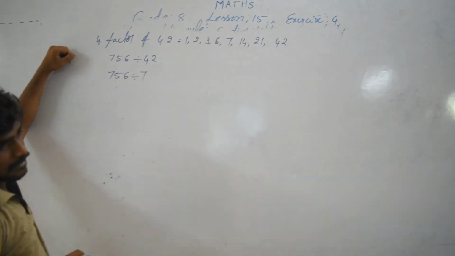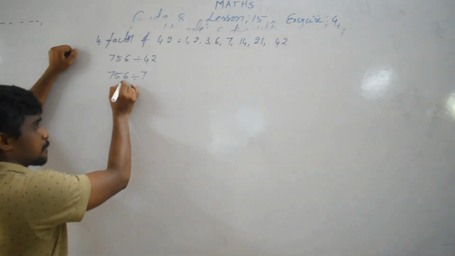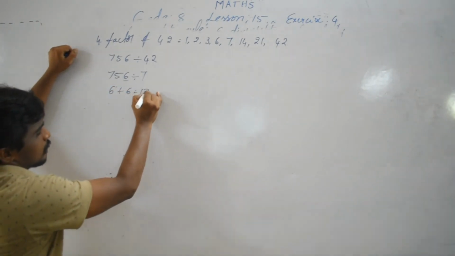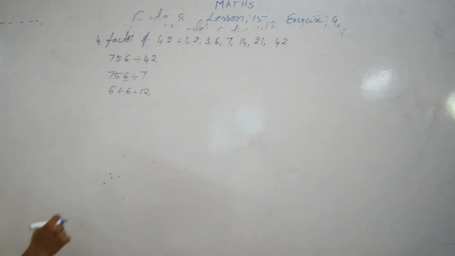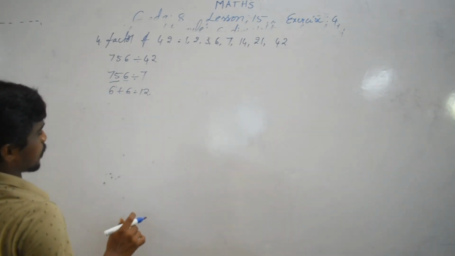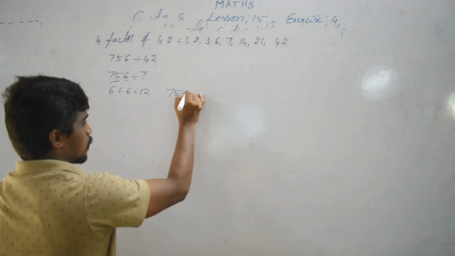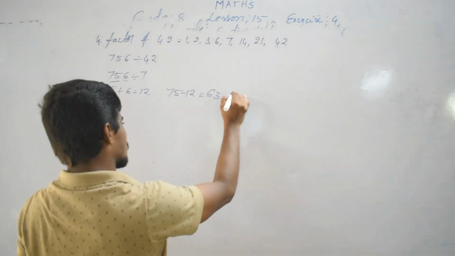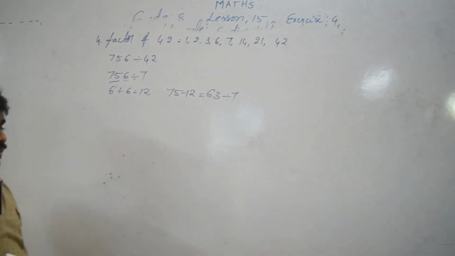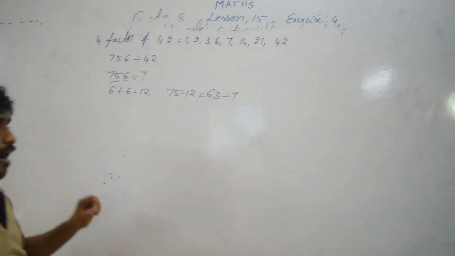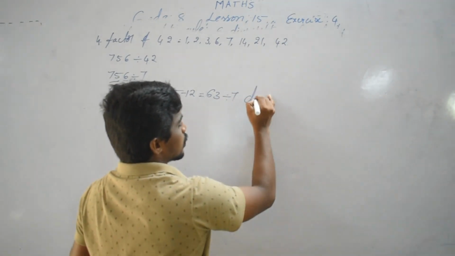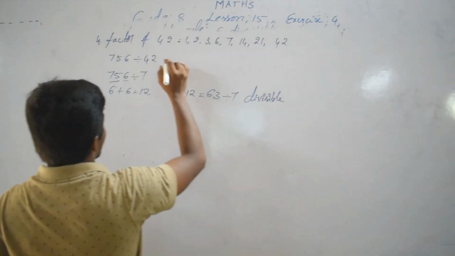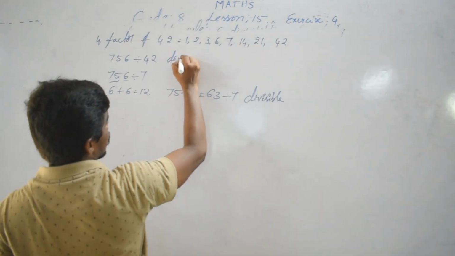What is the 7 divisibility rule? In the ones place, you write twice: 6 plus 6 is 12. These 12, and the rest of the number, 75. 75 minus 12 is 63. 63 divided by 7: divisible or not divisible? Divisible. So 42 is also divisible.